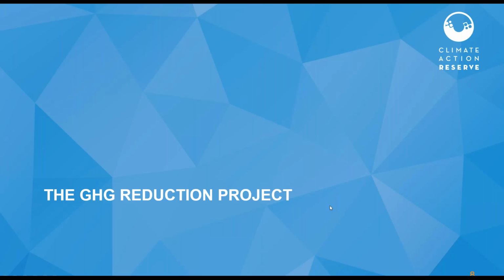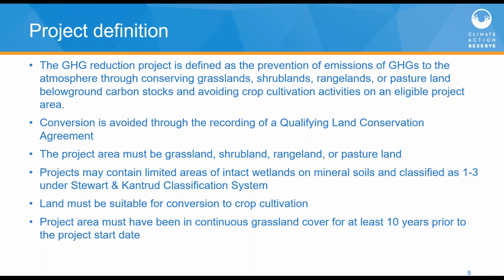So with that, I'm gonna jump right into the protocol itself. The beginning of any of our protocols, we've got a section 1 introduction and section 2 defining the greenhouse gas reduction project. So with a grassland project, what we're talking about here is avoided conversion of grassland to crop cultivation. So it's the prevention of emissions of greenhouse gases by conserving those grasslands. We conserve the grassland through the use of a qualifying land conservation agreement. What makes it qualifying is essentially that it prevents the conversion of the project area to cropland.